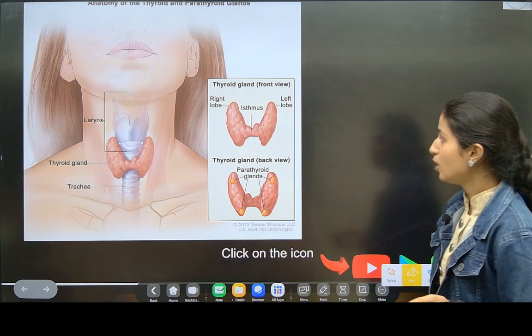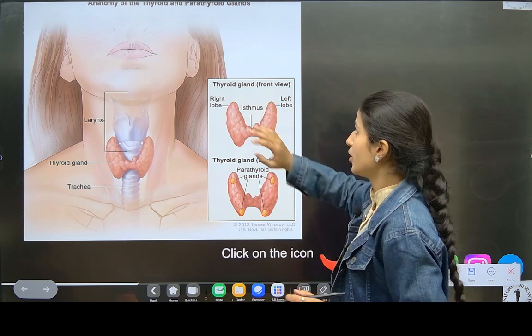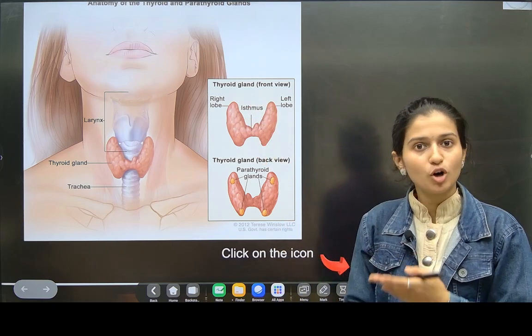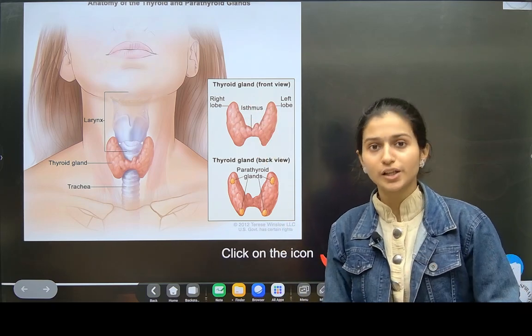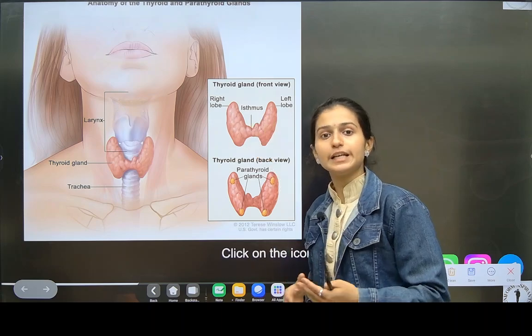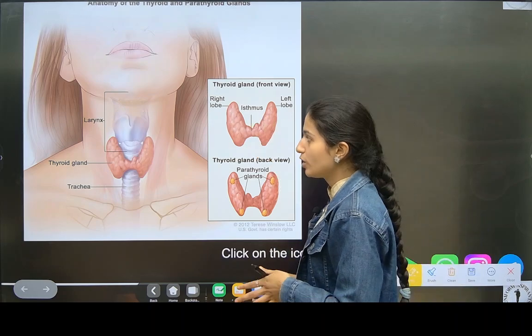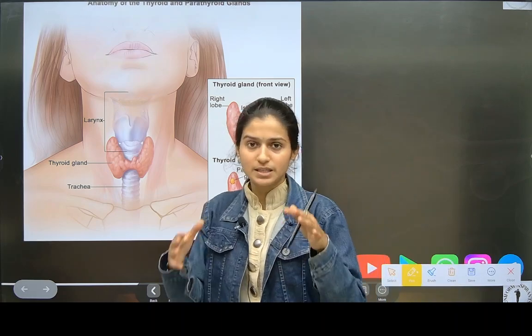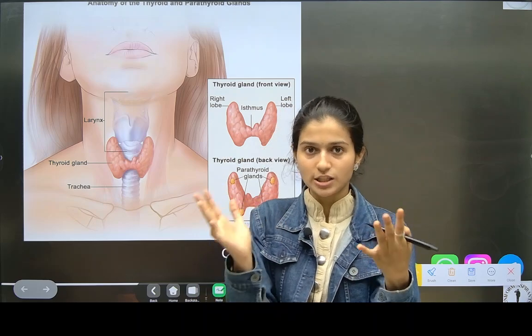Now see here, thyroid gland, front view and back view. On the back side it is the parathyroid gland, but in the front side it is the thyroid gland. The thyroid gland is on either side of the trachea.